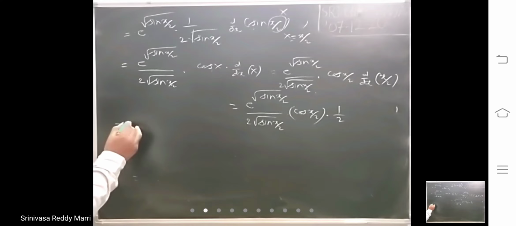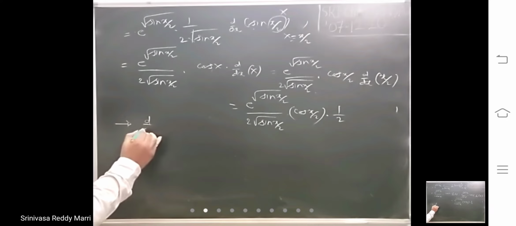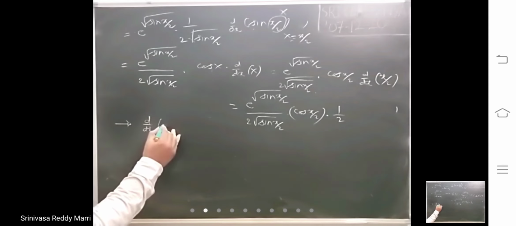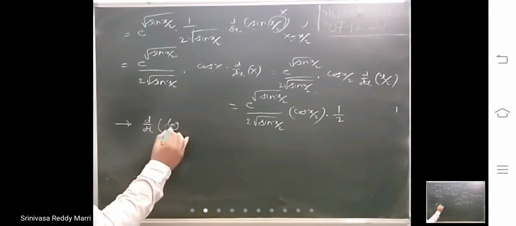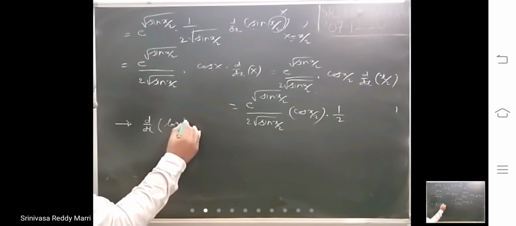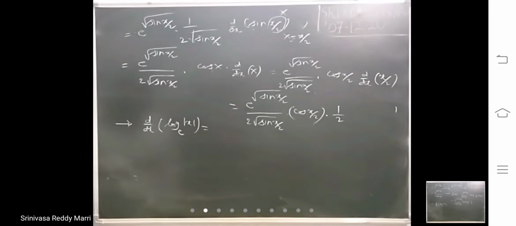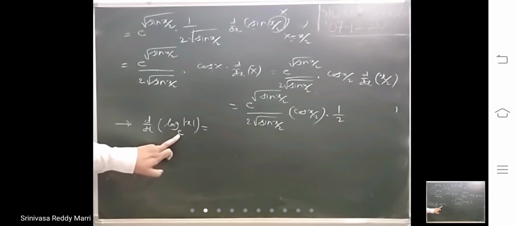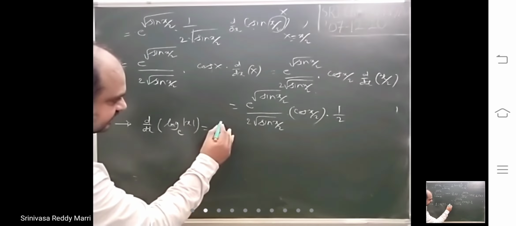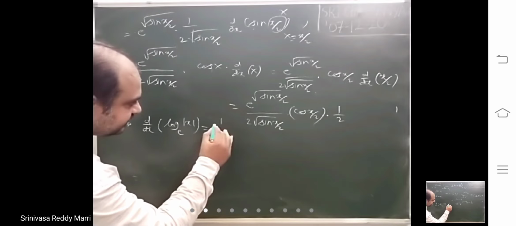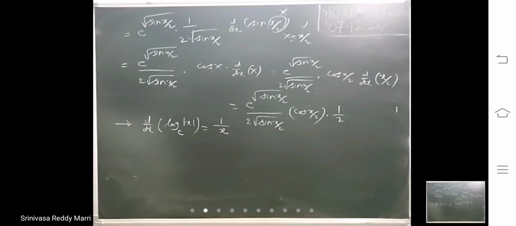So next is the derivative of trigonometric functions. Derivative of logarithmic function. d by dx of basic log of modulus x. The base is e, and then only the derivative, these are called natural logarithms. The derivative is nothing but 1 by x. The formula is 1 by x.